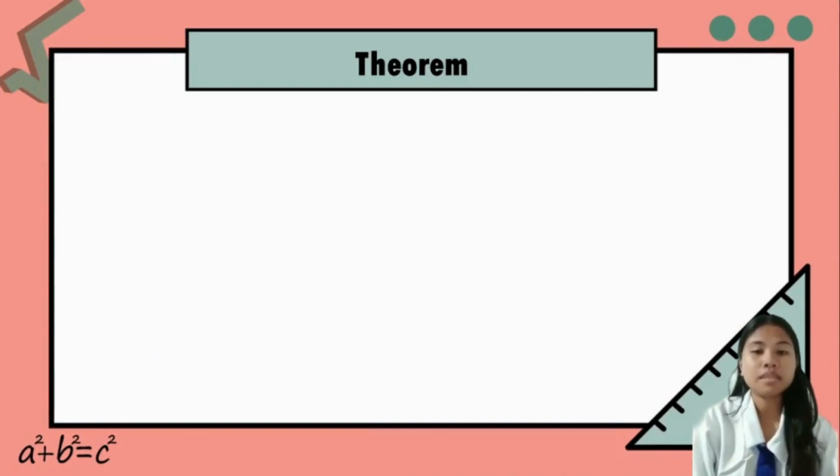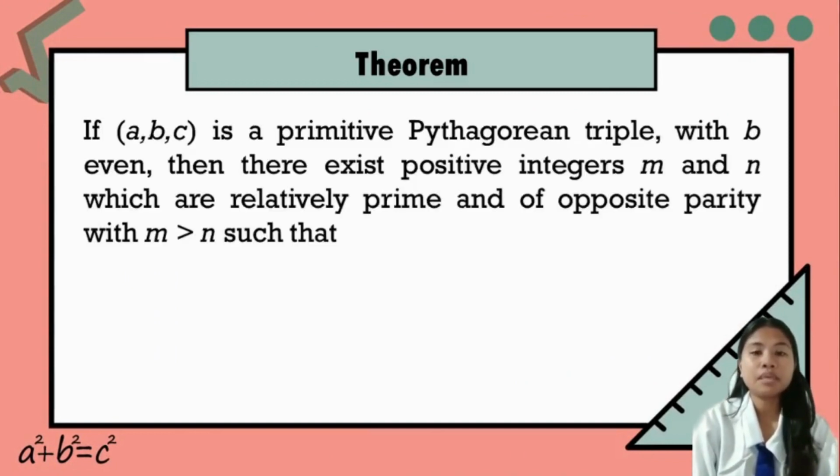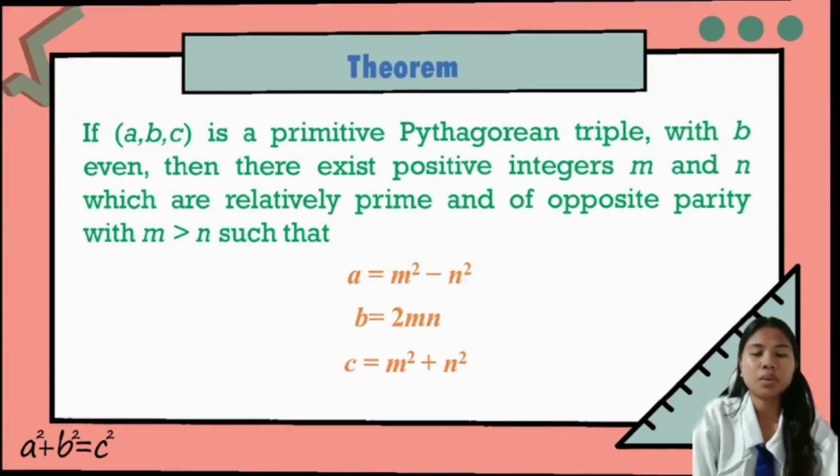So another theorem states that if A, B, and C is a primitive Pythagorean triple with B even, then there exist positive integers m and n which are relatively prime and of opposite parity, with m greater than n, such that A equals m squared minus n squared, B equals 2mn, and C equals m squared plus n squared.